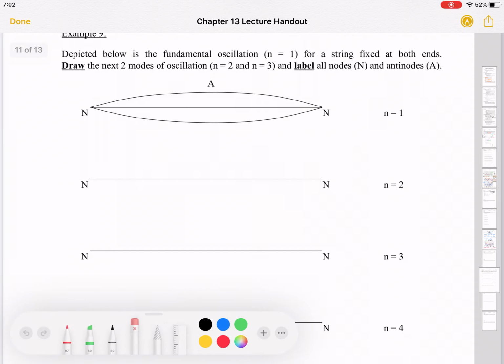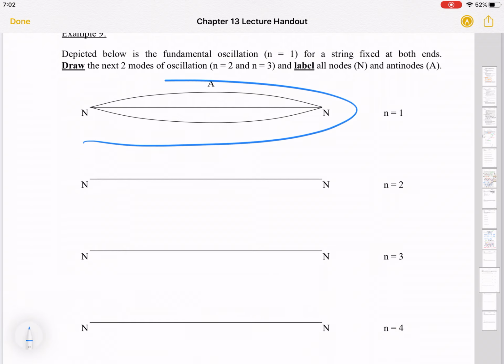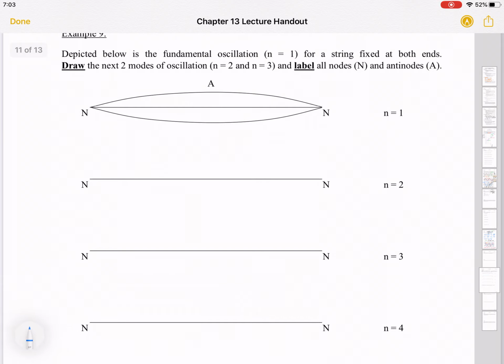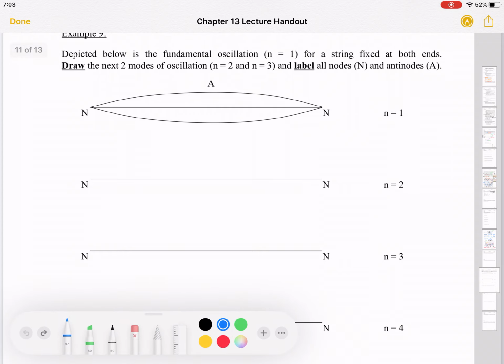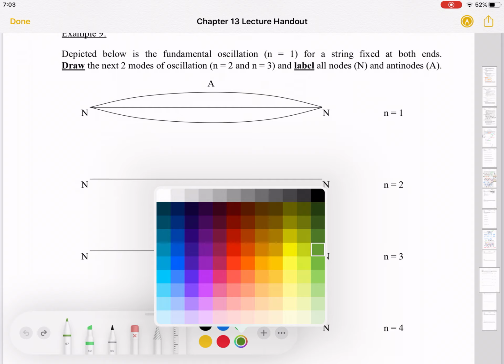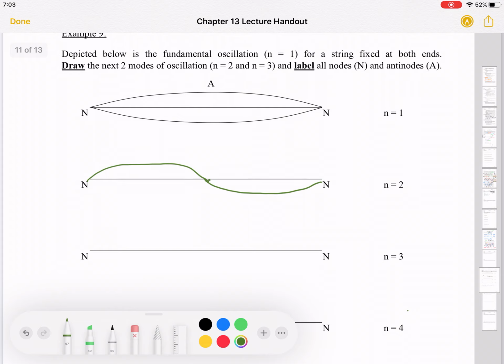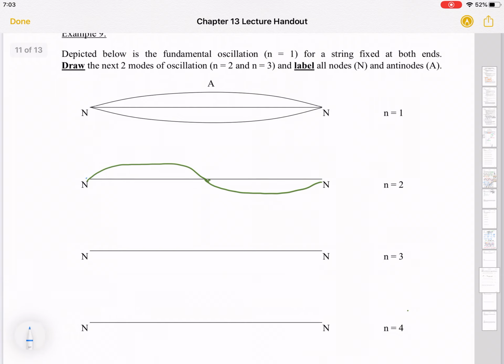Nope, like this picture right here. And if you shake the rope a little harder, you can actually get it to look more like this. And then at some time later, it might look like this.